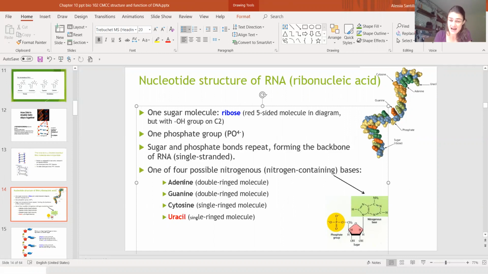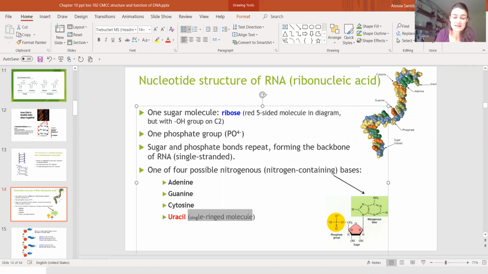So it has adenine, it has guanine, it has cytosine, but instead of thymine, it actually has another one known as uracil. So uracil takes the place of thymine. So RNA does not have thymine.